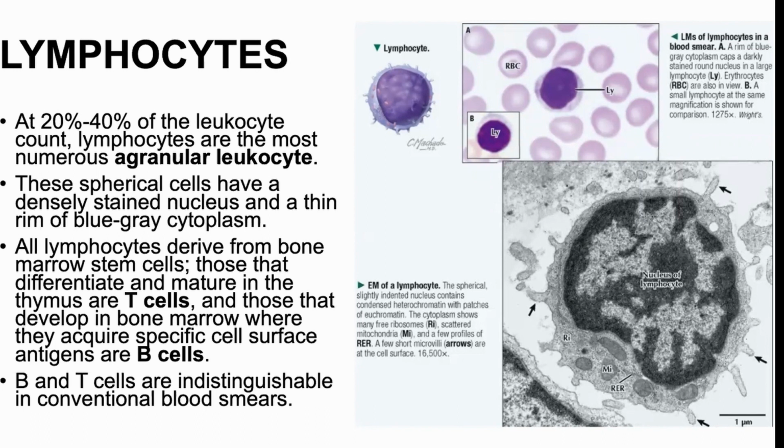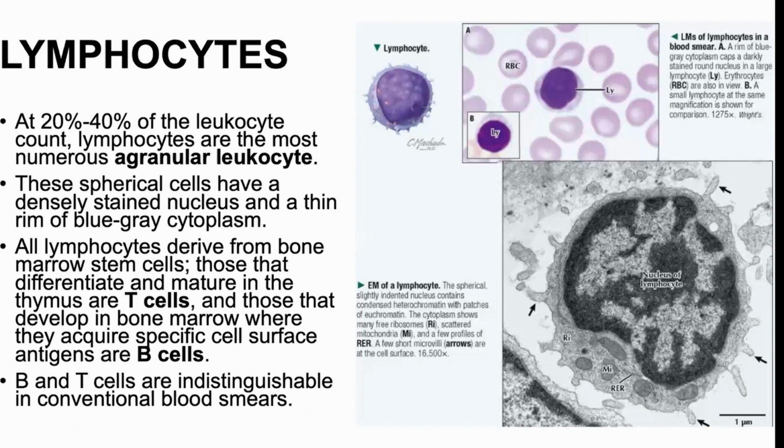So if you take some blood from a patient and you see the lymphocytes are elevated, for example, if you have COVID, you expect that the lymphocytes sometimes, or all the time, will be elevated. And all lymphocytes derive from the bone marrow stem cell. Those that differentiate and mature in the thymus are the T cells. So that was the only outlier that I was mentioning. Those that mature and differentiate in the thymus, they're T cells. Those that differentiate and mature in the bone marrow are B cells. That's easy to remember.